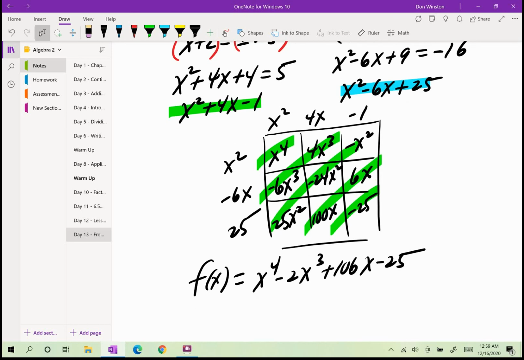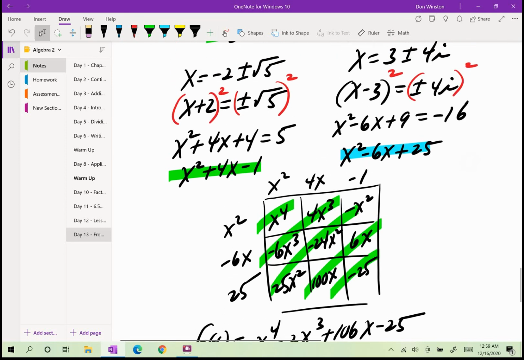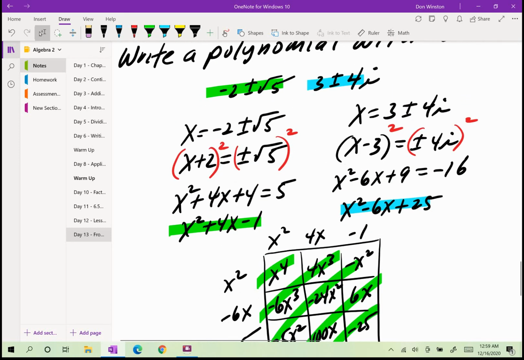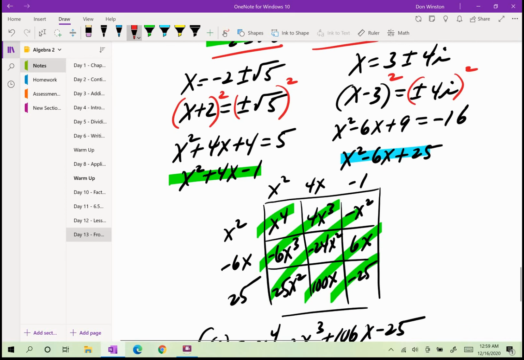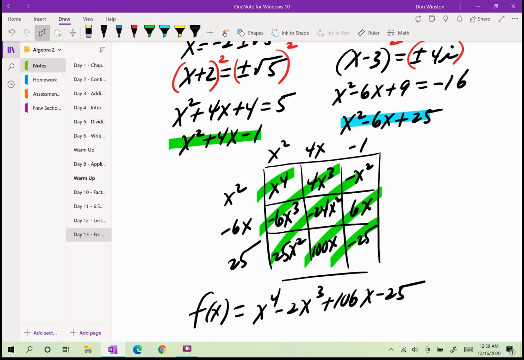And that polynomial will be guaranteed to have zeros of negative 2 plus or minus the square root of 5, and 3 plus or minus 4i. Okay, so again, basically it's just finding the zeros in reverse. We're just reversing the process of what we would have done when we found the zeros.